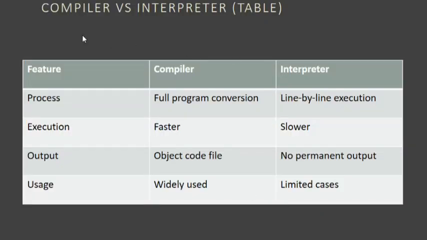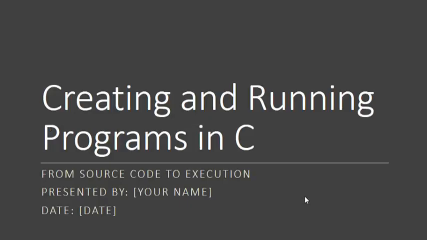Okay? So this is compiler versus interpreter. Compiler execution is faster and interpreter is slower. The output of a compiler is an object code file, while an interpreter gives no permanent output. In usage, compilers are widely used and interpreters have limited usage.